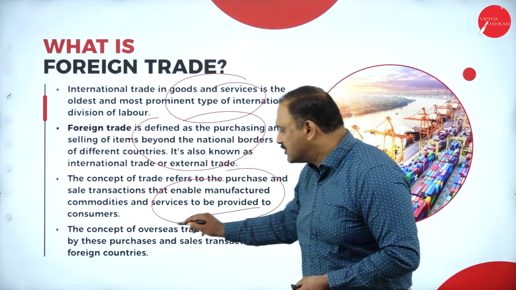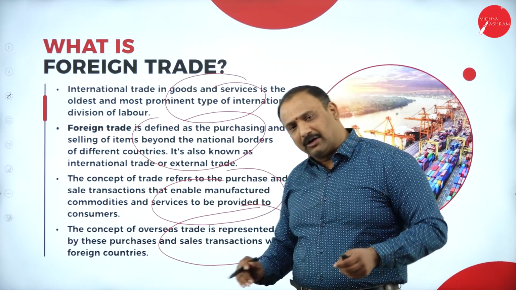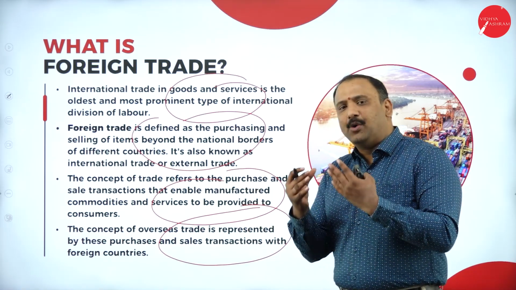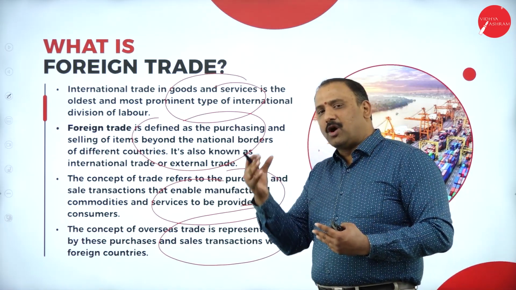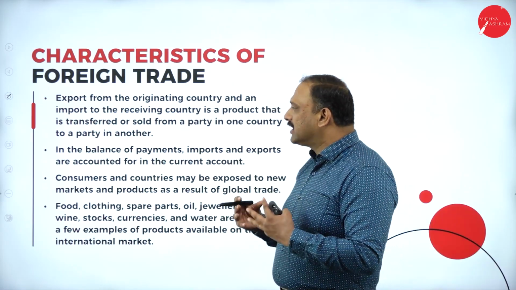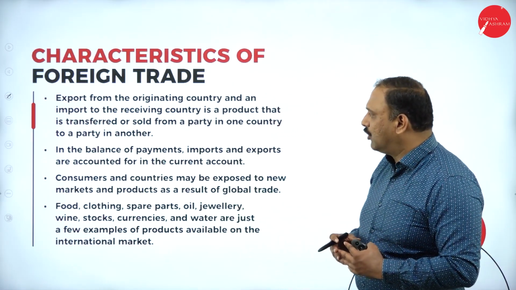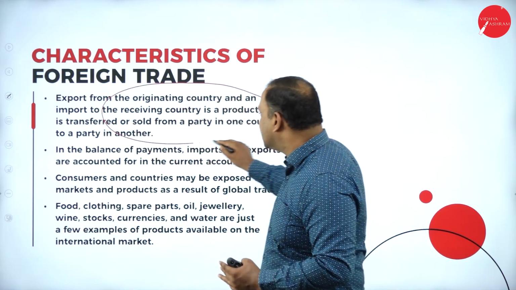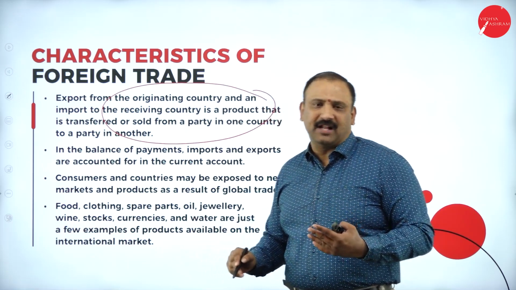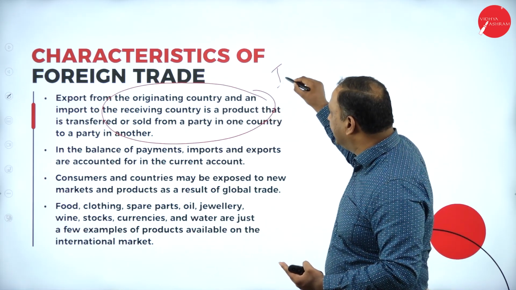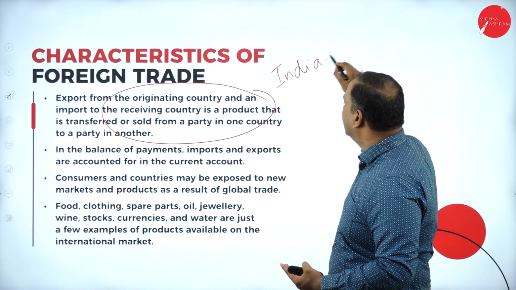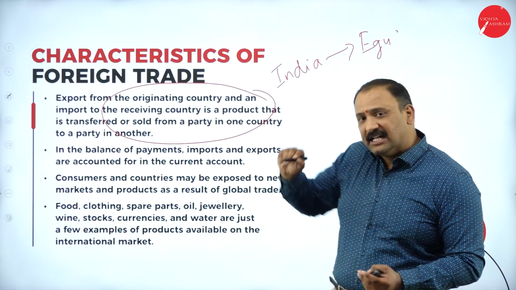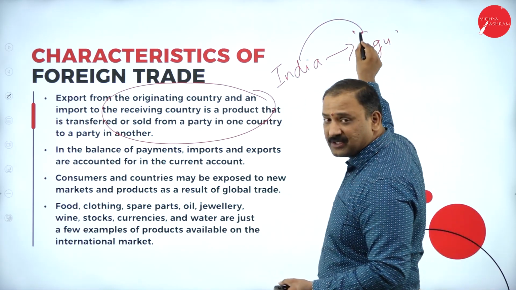So we find that this overseas trade is always being put across in terms of growth, in terms of the aspects of planning, and we want to see how our country's goods fare among the top 10 in the world. Followed by what are the characteristics of foreign trade altogether. Now, the export that is originating from a country and imported to the receiving country is the product that is being transferred or sold. So let's say that from India, when you sell a product and it is being bought over in Egypt, then automatically the product gets transferred from India to Egypt.